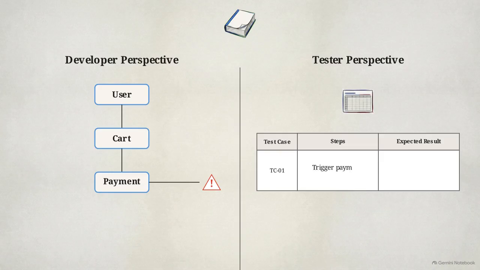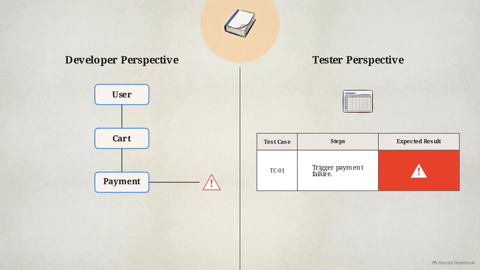They must draft a test case table from that exact same document. When they try to define the retry limit for failed payments, they realize the specification is blank. The inability to write the test case triggers a red error state in their expected results.